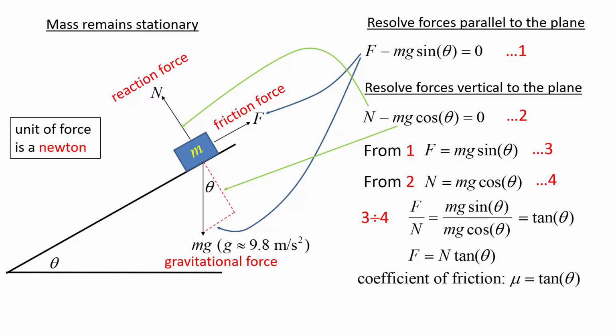Now it turns out that the property of the roughness of the surface, which we call the coefficient of friction and represented by mu, is equal to tan theta. So that means we can replace our tan theta by mu, and we have F equals mu N. But we also know from equation 2 that N is mg cos theta, so we can write that the frictional force is equal to mu mg cos theta.